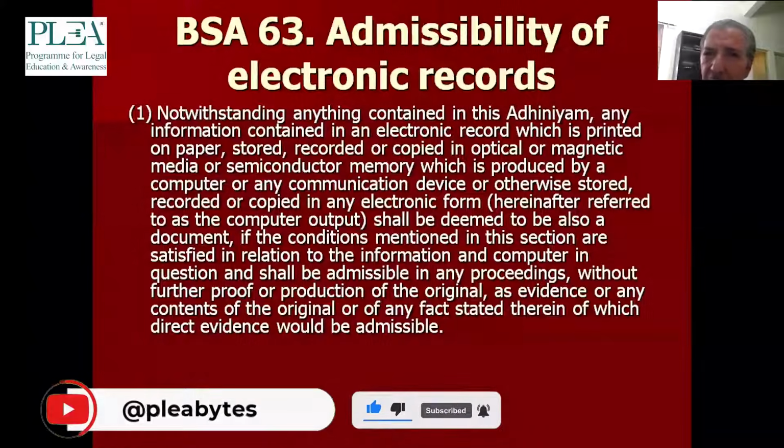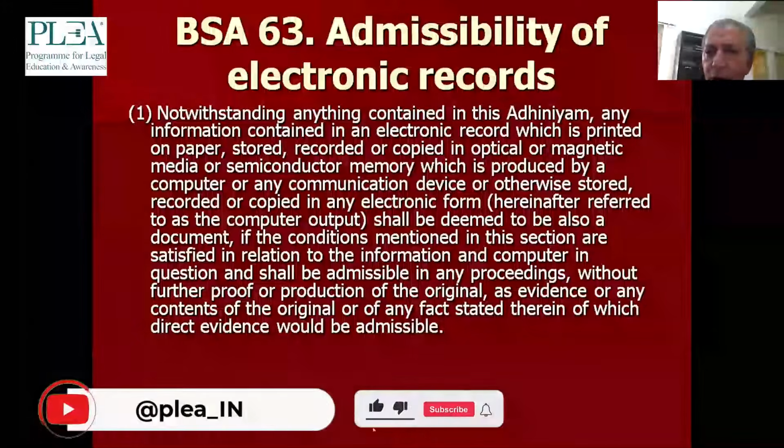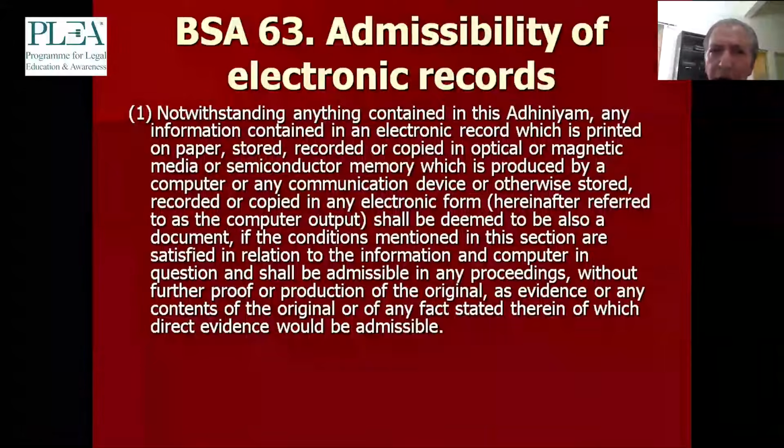Next, we see admissibility of electronic records. This is section 63, the new section. Some words have been changed. It is the same as 65B, but many new words have been changed, and therefore we shall see how it differs from our earlier section 65B. So there have been some improvements, as we can see.